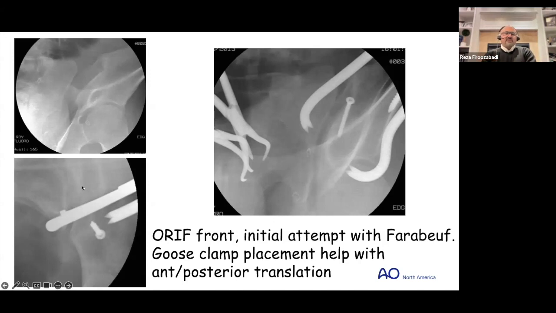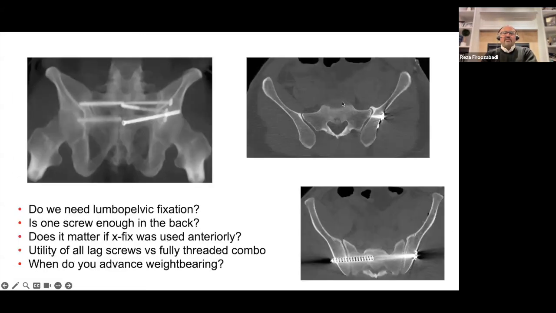The other reason I pulled this case is you can see that I had screws in for a Farabeuf clamp, but clearly I didn't have the right vector to help me with this reduction. And so I abandoned using the Farabeuf because it wasn't going to work in this scenario, especially where I placed my screws. And I went over to the goose, then placed the goose on. That helped with the reduction. You can still see that it's gapped. It's not perfect. And then I went ahead and placed partially threaded screws to get my reduction.